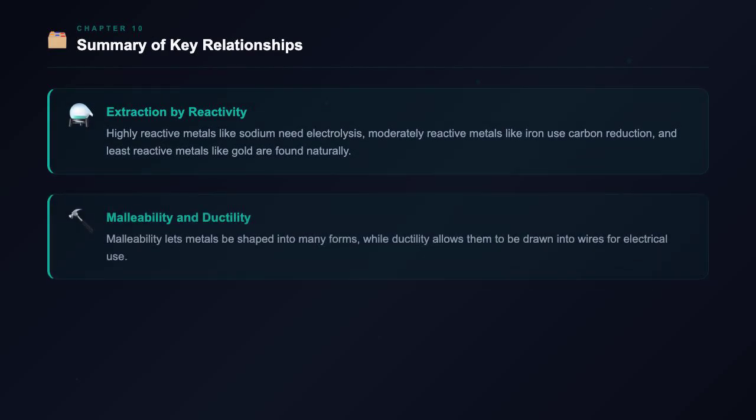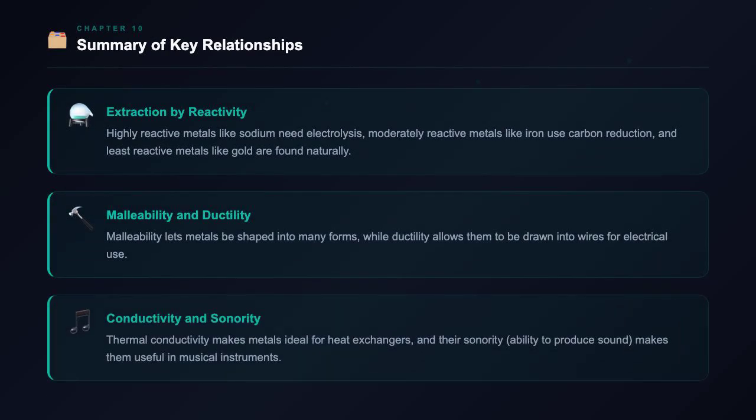Metals are extracted in different ways based on their reactivity. The most reactive metals, such as potassium and sodium, require electrolytic reduction. Moderately reactive metals, including zinc and iron, are extracted through reduction with carbon. The least reactive metals, like silver and gold, are found naturally and need minimal processing.